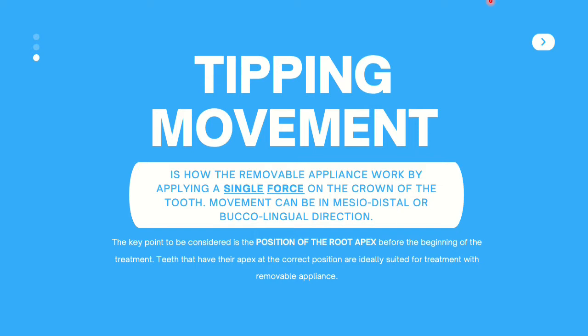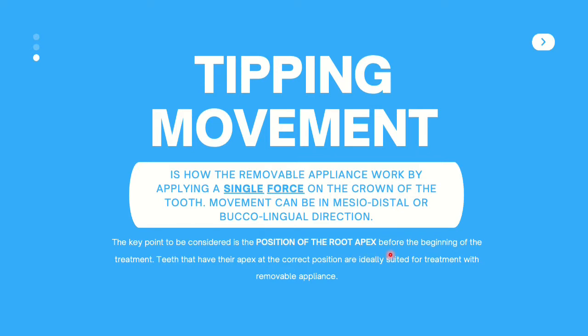Removable appliances work by applying a single force on the crown of the teeth. Thus, removable appliances act by tipping the tooth around its center of resistance. So how does removable appliances move the teeth? It will move the teeth in a tipping movement. The tipping movement can be in mesiodistal or buccolingual direction. The key point to be considered is the position of the root apex before the beginning of the treatment.